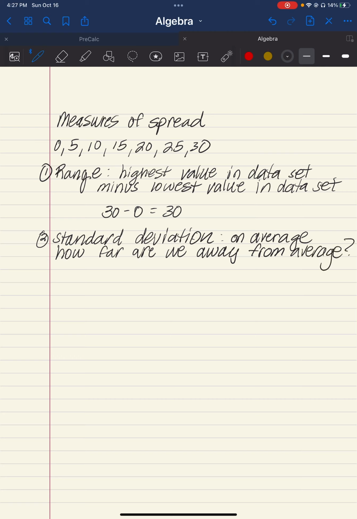That's what we're asking ourselves. On average, how far are we away from average? Well, what does this word average mean? That word average is talking about the mean. Do you remember what the mean is? We kind of write it like this.